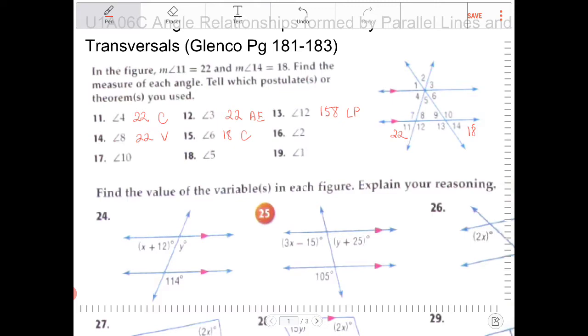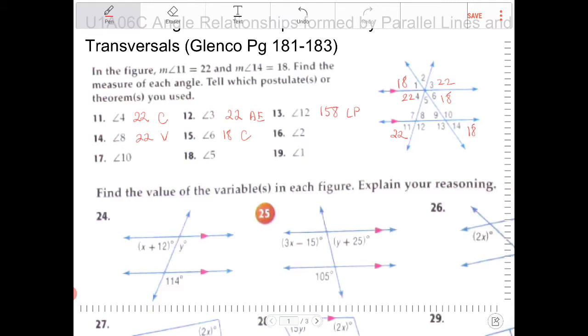Okay, so for angle 2, it's going to be a little trickier. It's neither corresponding nor alternate interior. It's going to require a little more steps. Okay, so how are we going to do this? Well, since I know angle 4 is equal to 22, that means this is also equal to 22. Since I know angle 14 is 18, therefore angle 6 is also going to be 18. And since I know angle 6 is 18, angle 1 therefore is also going to be 18.